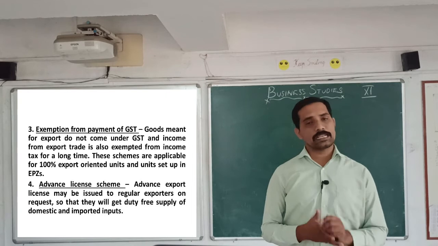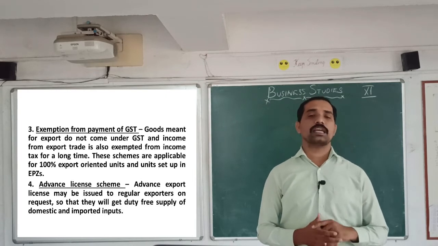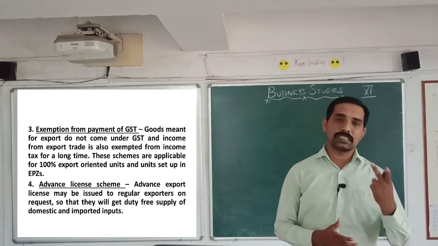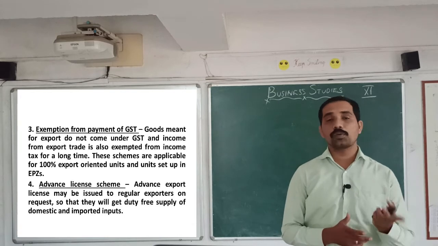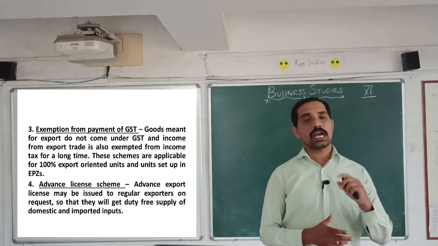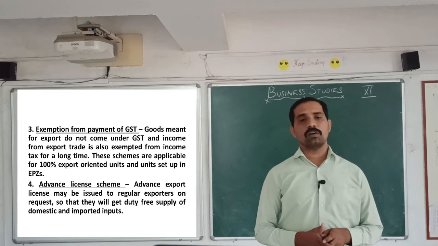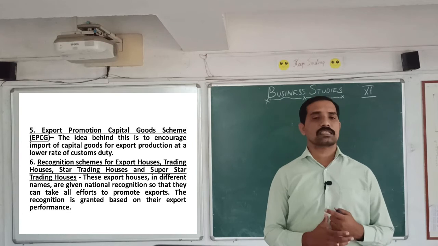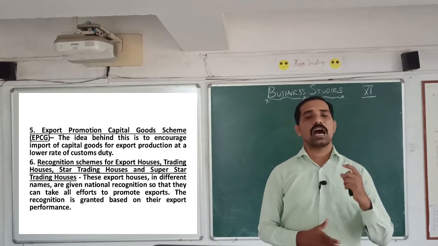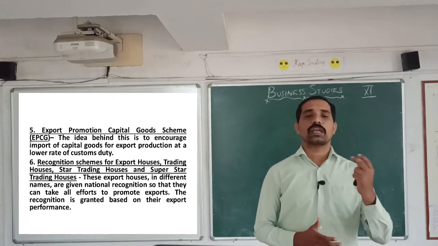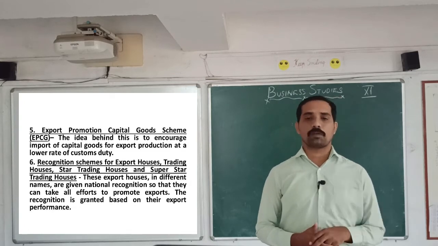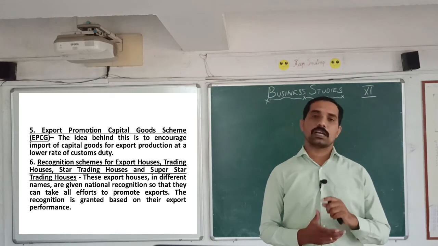And the next one, advance license scheme. See, advance export license may be issued to whom? Regular exporters on request, so that they will get duty-free supply of domestic and imported inputs. Okay, next one, export promotion capital goods scheme, EPCG. That means the idea behind this is to encourage import of capital goods for export production at a lower rate of customs duty.